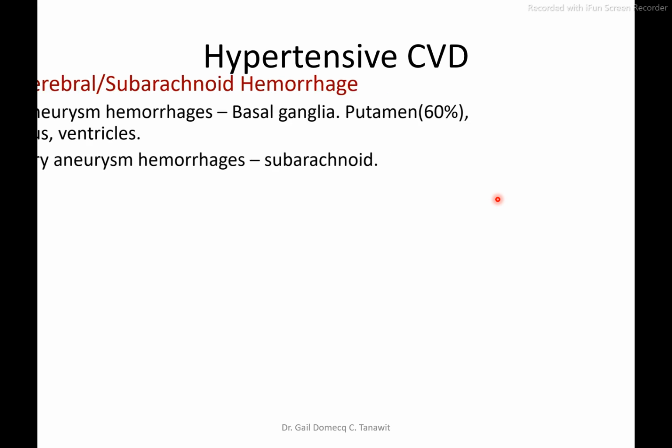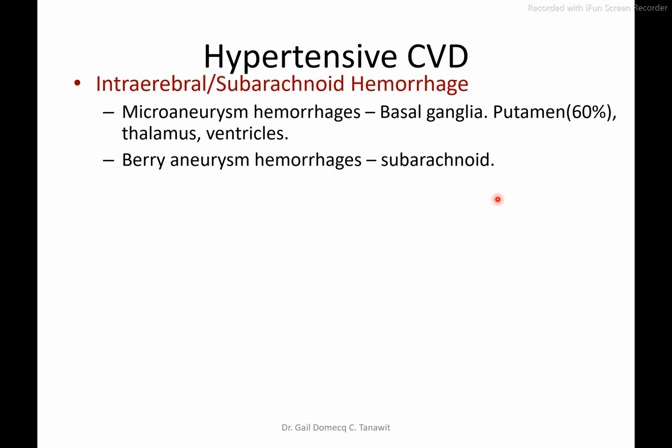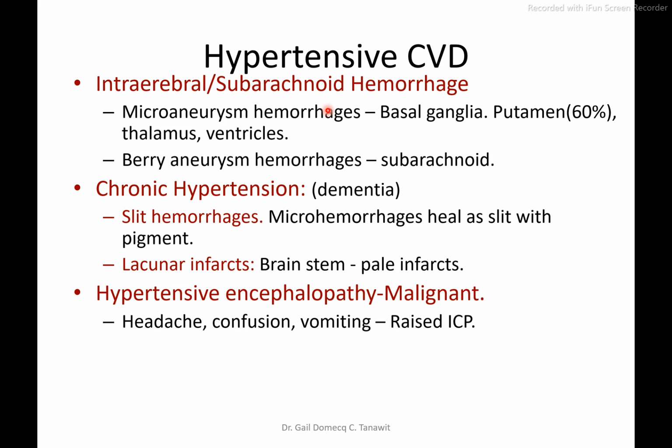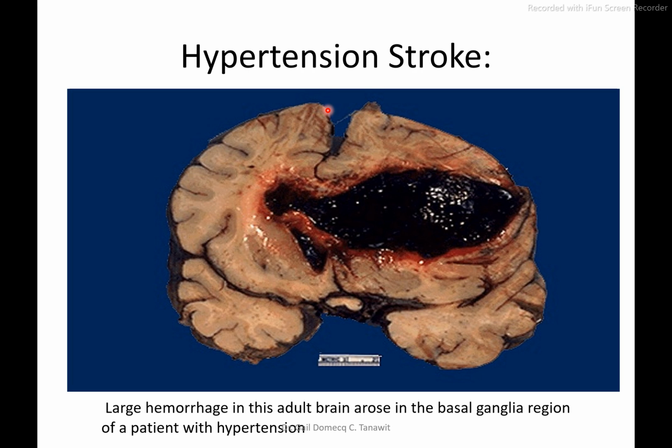Okay? So we have your hypertensive cardiovascular disease. Intracerebral and subarachnoid hemorrhage will be one of its manifestations, leading into microaneurysm hemorrhages in the basal ganglia, even the putamen, 60%, thalamus and ventricles. Also, for hypertension, berry aneurysm hemorrhage is common, leading into subarachnoid hemorrhages. Chronic hypertension can lead into dementia, slit hemorrhages, lacunar infarcts, and even encephalopathy. So headache, confusion, vomiting, and raised ICP.